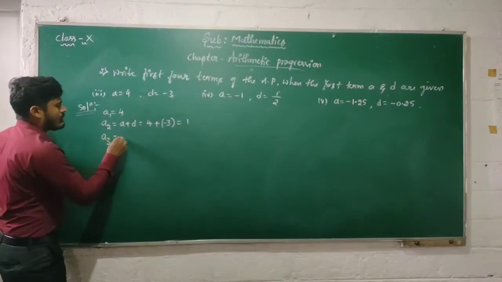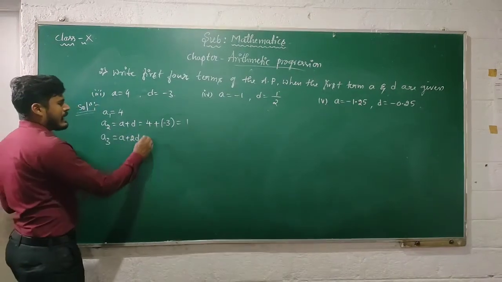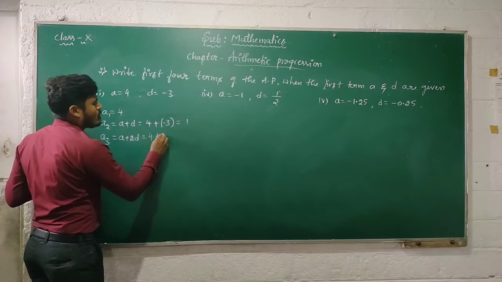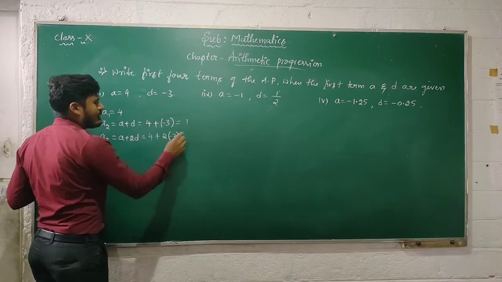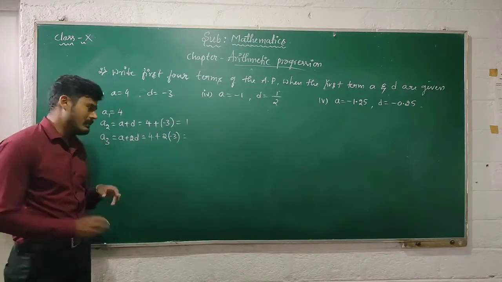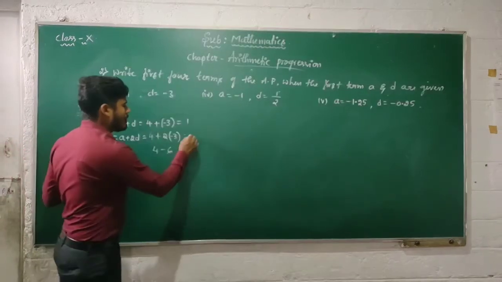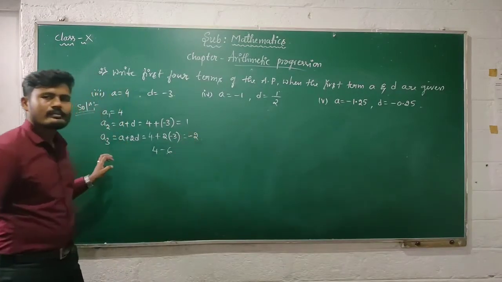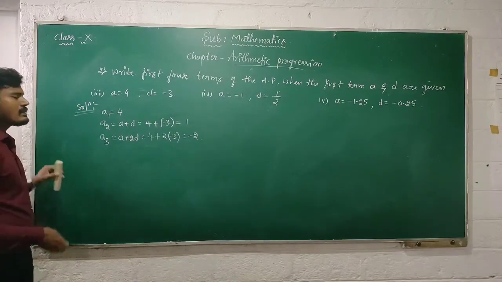Then a3, the third term, a plus 2d, this is equal to 4 plus 2 of d. What is d? Minus 3. So plus 2 into minus 3 is nothing but minus 6. Then 4 minus 6 is equal to minus 2. So the third term is minus 2.